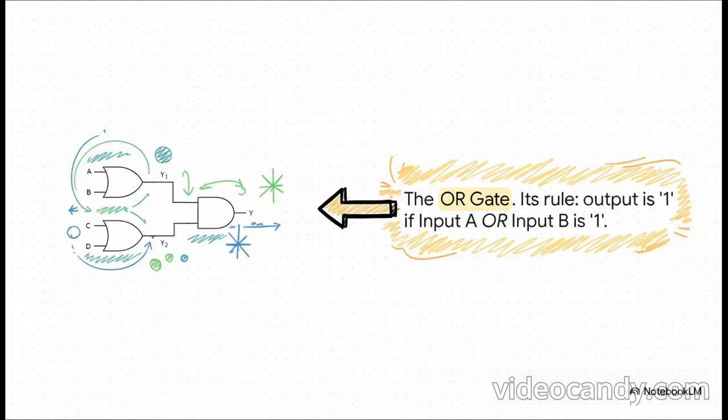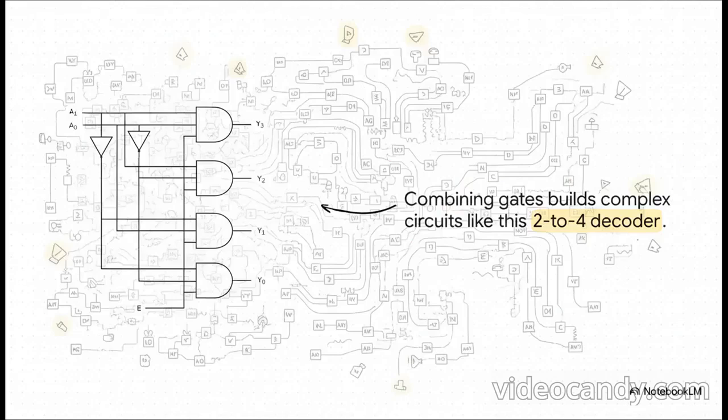And then there's its cousin, the OR gate. The OR gate is a little more relaxed. Its rule is the output is a 1 if input A or input B is a 1. It could be one or the other or both. As long as at least one input is on, the output is on. Another simple rule, another powerful little decision maker.